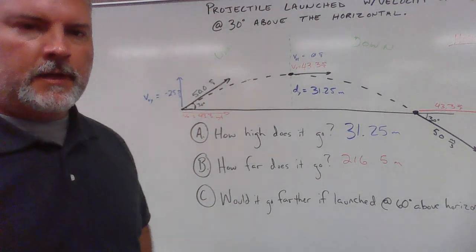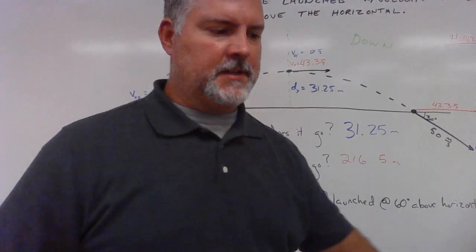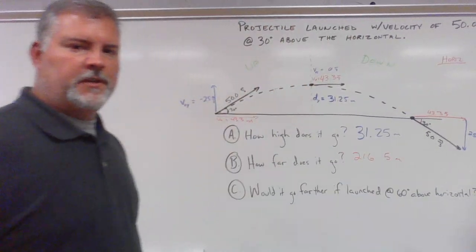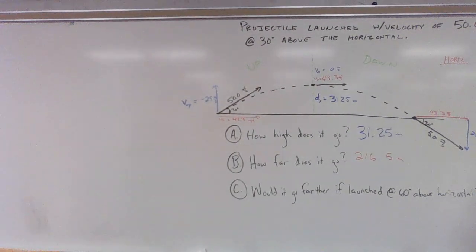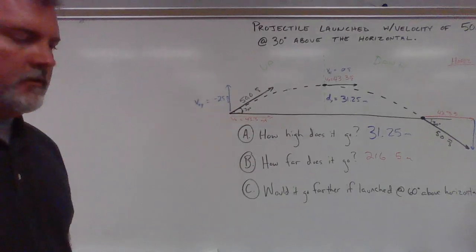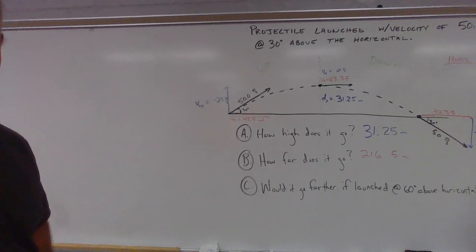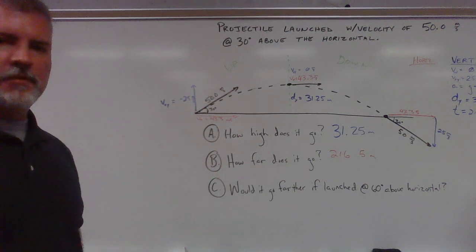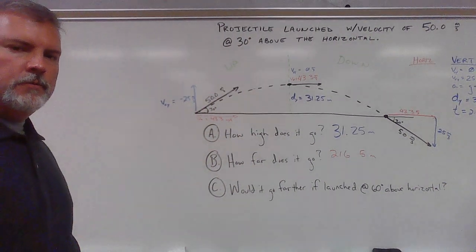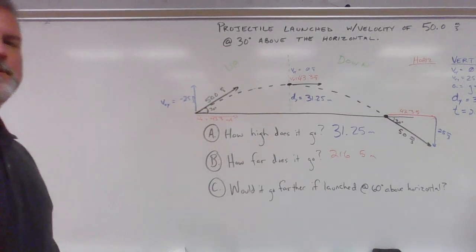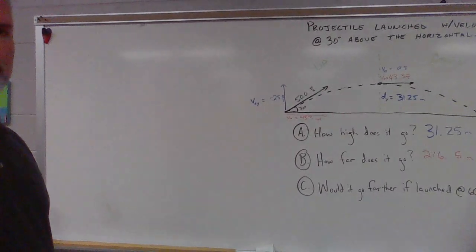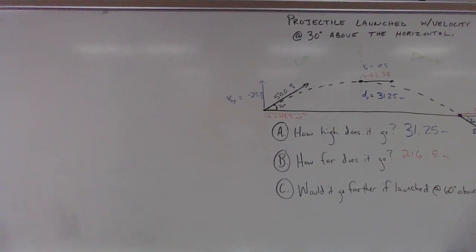All right, so here we go. Last part of this particular problem. Question is, how much farther would that projectile go if it was launched at 60 degrees above the horizontal? So we can actually do this without doing too much drawing. We'll just take information that we already had and add it in.